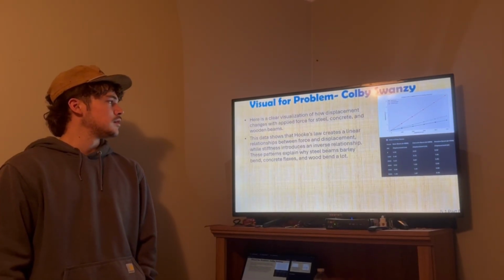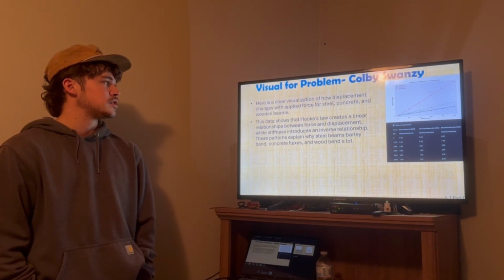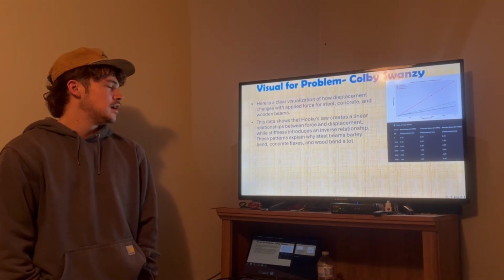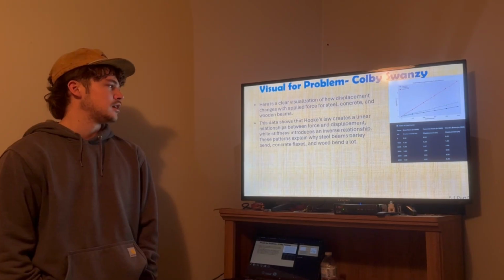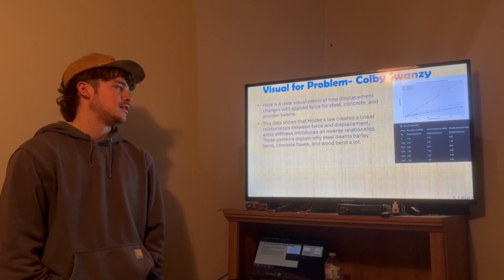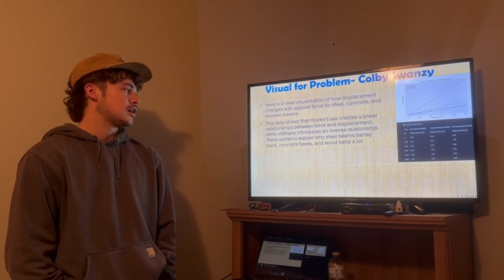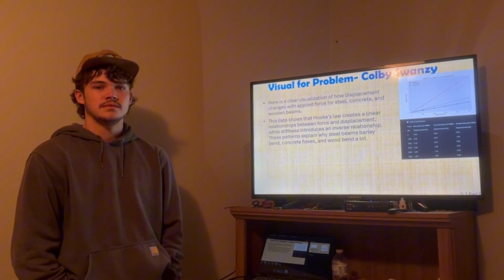Visual for problem. Here is a clear visualization of how displacement changes with applied force for steel, concrete, and wooden beams. This data shows that Hooke's law creates a linear relationship between force and displacement, while stiffness introduces an inverse relationship. These patterns explain why steel beams barely bend, concrete flexes, and wood bends a lot.